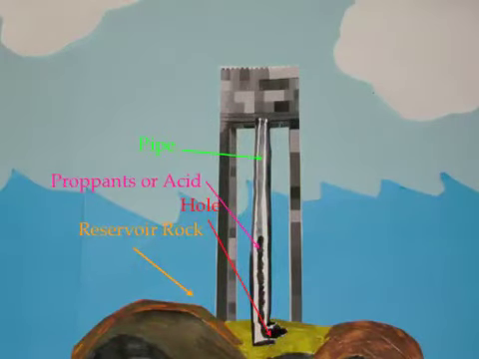A hole must now be made in the reservoir rock. For sandstone reservoir rock, a specially made fluid called proppants is used. The main components of this fluid are sand, walnut shells and aluminium pellets. For limestone, acids are used.